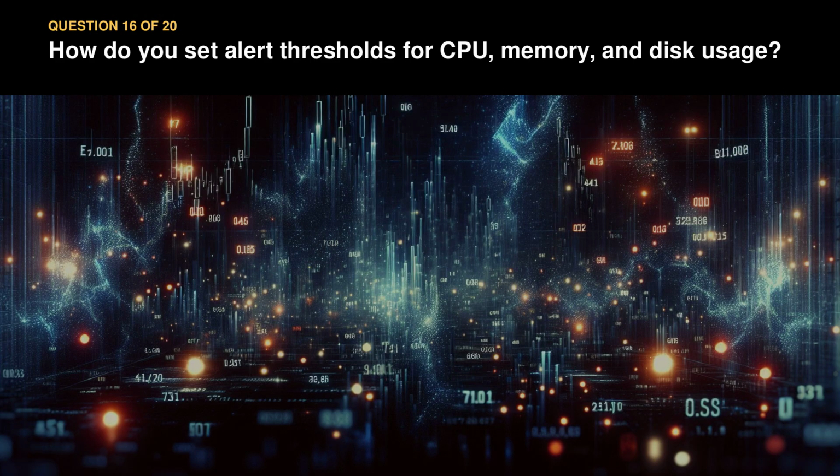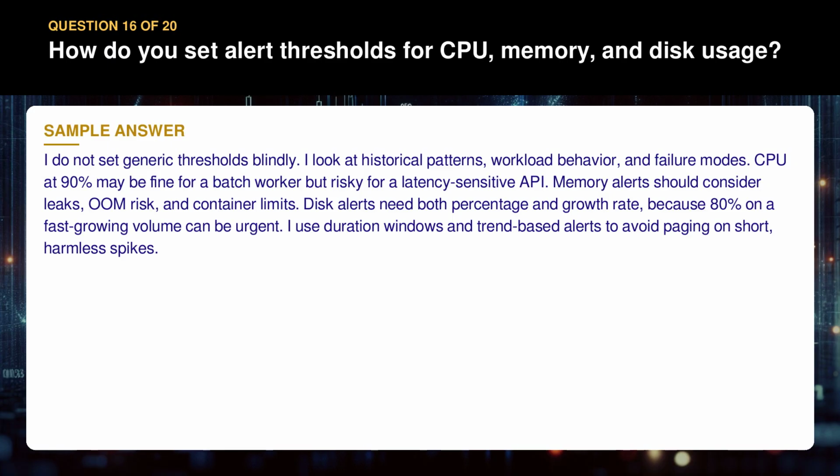Question 16. How do you set alert thresholds for CPU, memory, and disk usage? I do not set generic thresholds blindly. I look at historical patterns, workload behavior, and failure modes. CPU at 90% may be fine for a batch worker, but risky for a latency-sensitive API.